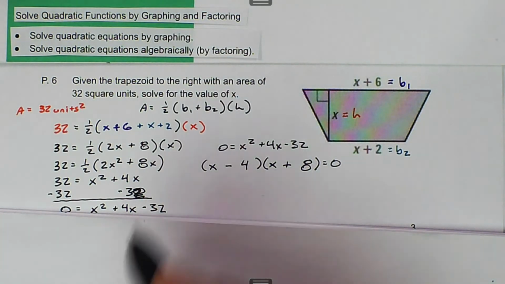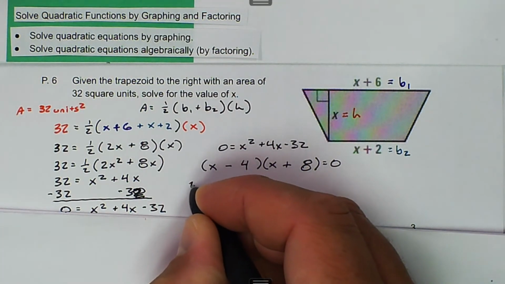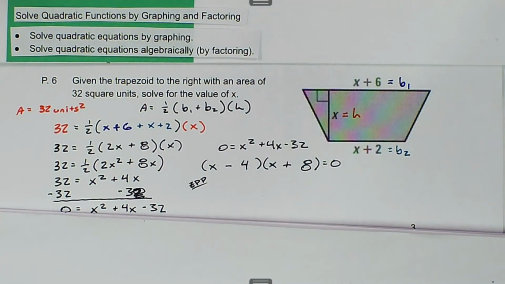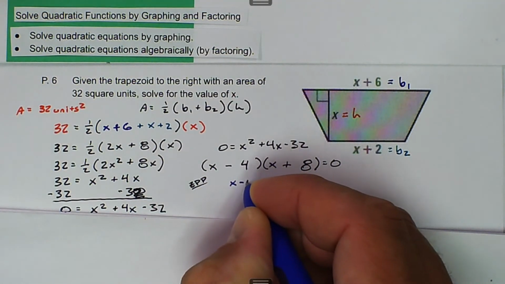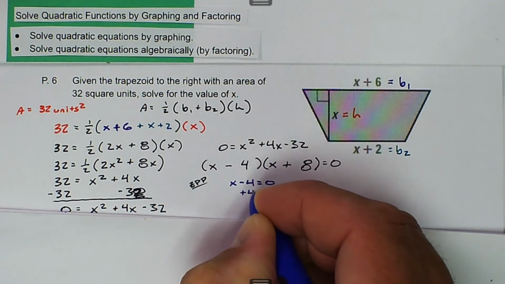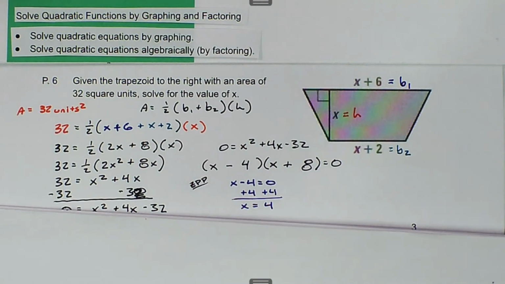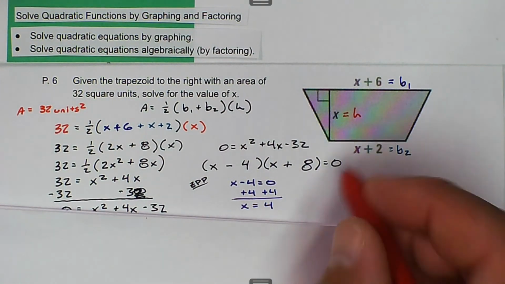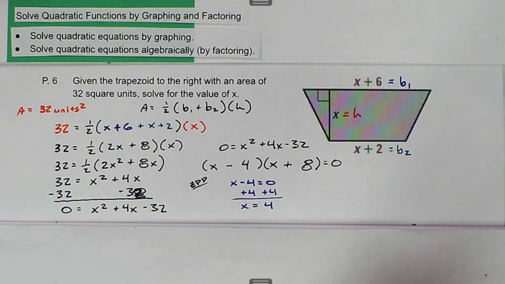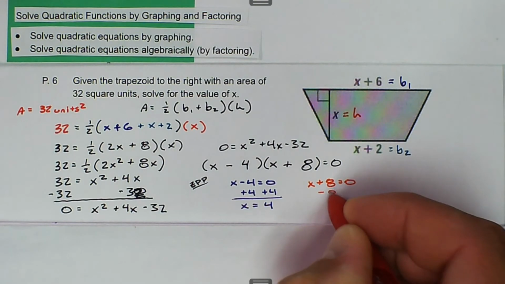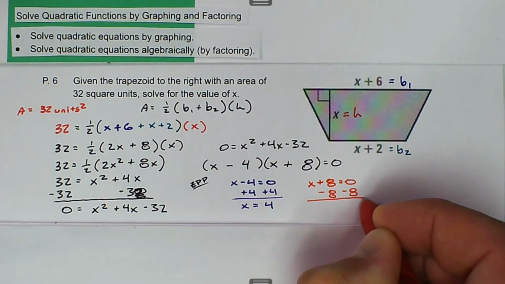And then we can use the zero product property to solve for x. So we can say x minus 4 equals 0. We add 4 and add 4, and then we get x equals 4. And then over here we can say x plus 8 equals 0, and subtract 8 and subtract 8, and we get x equals negative 8.